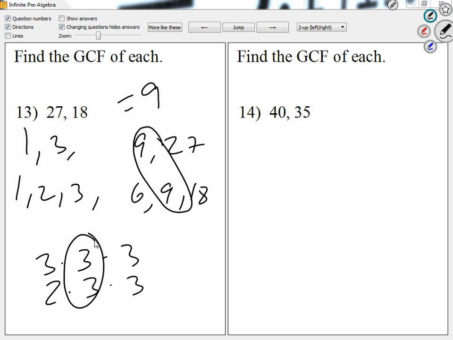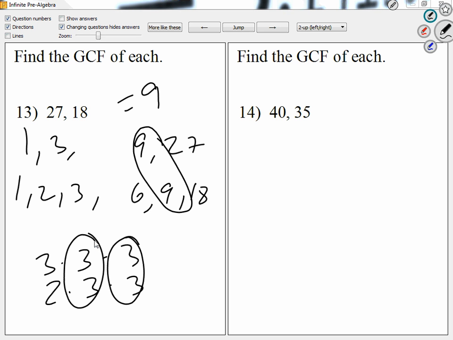I noted that they have in common in prime numbers a 3 and a 3. When I multiply them out, I get my greatest common factor, which happens to be 9 as well. So you can make a list of all the factors and look for the biggest number in both lists, or write them in prime factorization, look at what they have in common, and if they have more than one factor, multiply those factors out. So that's one way.